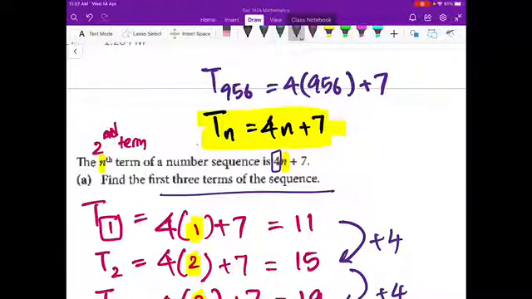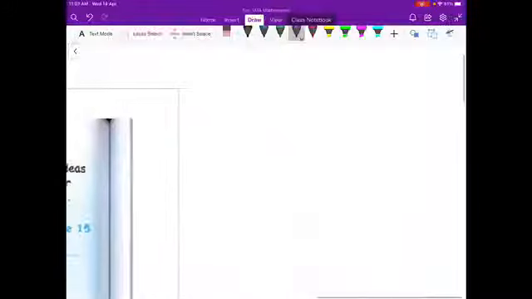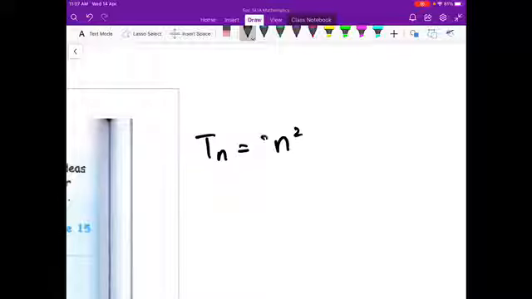Because next time things may get a little bit more complicated. It may look something like this. This is just a question I'm plucking out from my mind only. Don't need to copy. The Tn may be equal to 3n squared plus 2n minus 5.